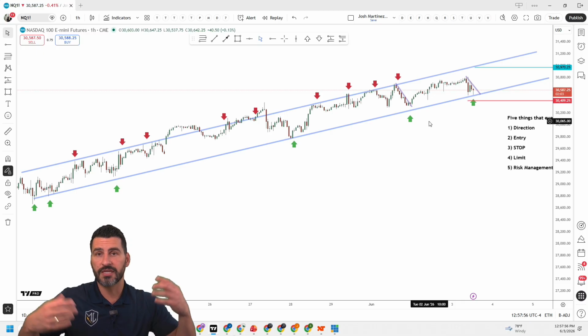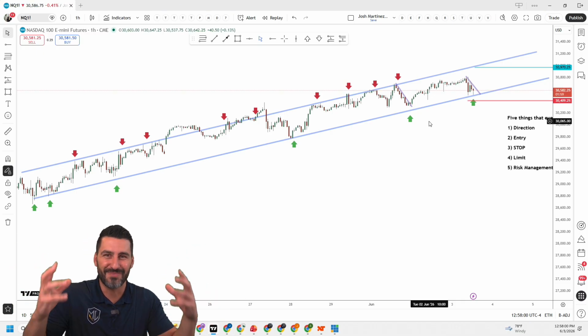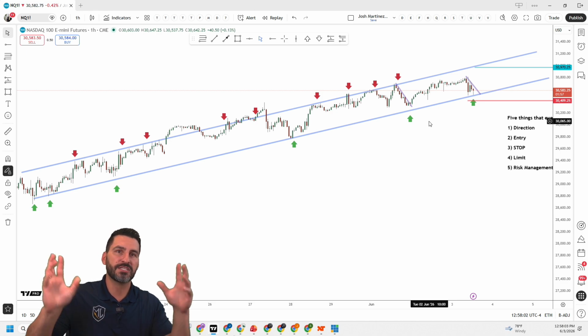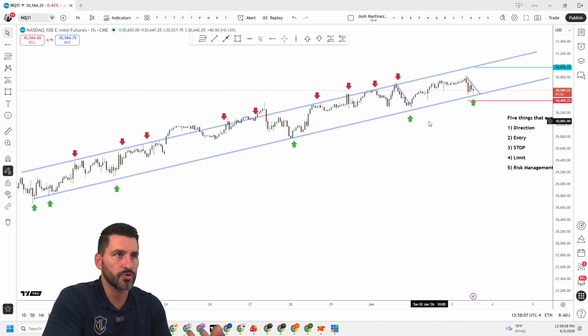Is it guaranteed to happen again? I don't know. Probably not. Maybe. Who knows? I don't have a crystal ball. I'm not a wizard. But what I can say is, based upon this information, I'm going to trade this pattern till the pattern fails. That's why I have a stop with good risk management.